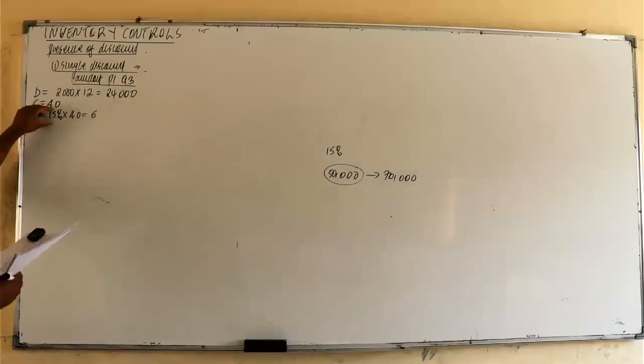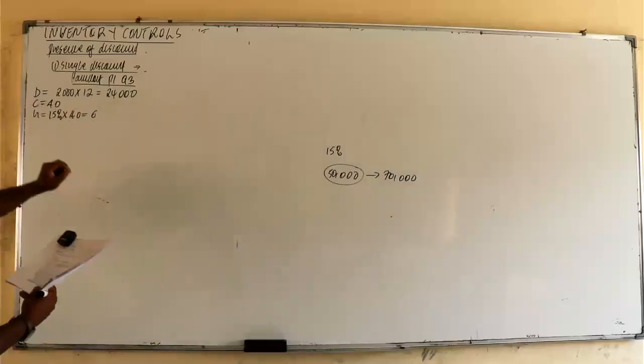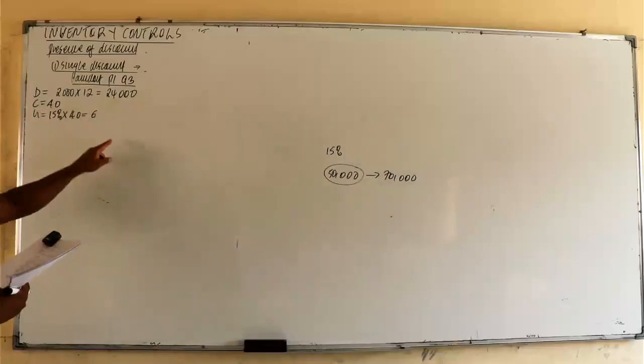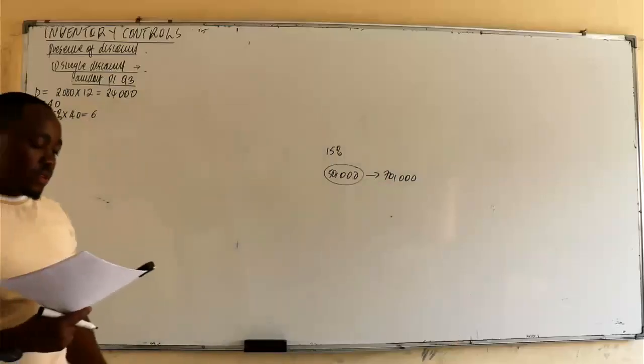The cost of capital is 15%, and 1 unit, you had purchased it at 40. So that means 1 unit you hold in the stock, you're losing 6. Good.